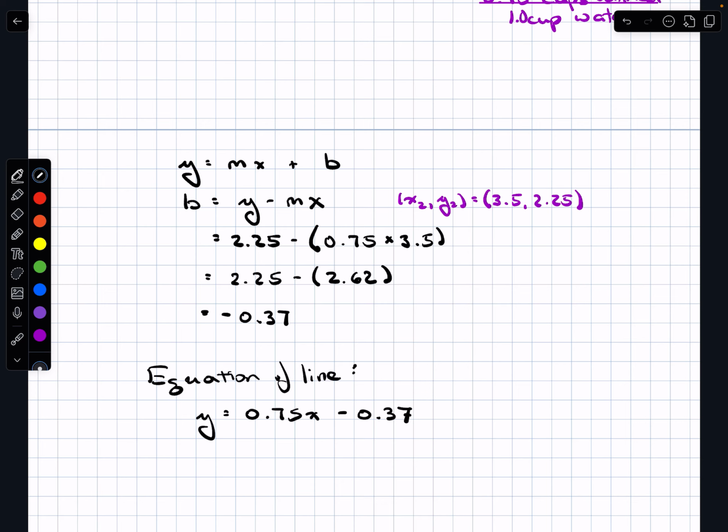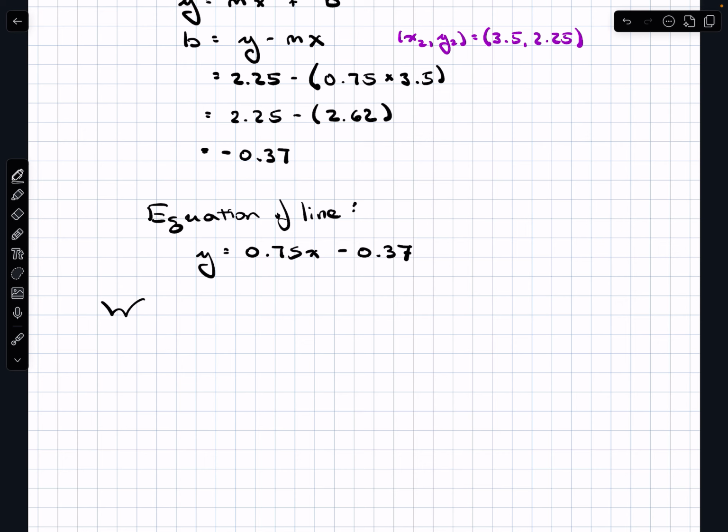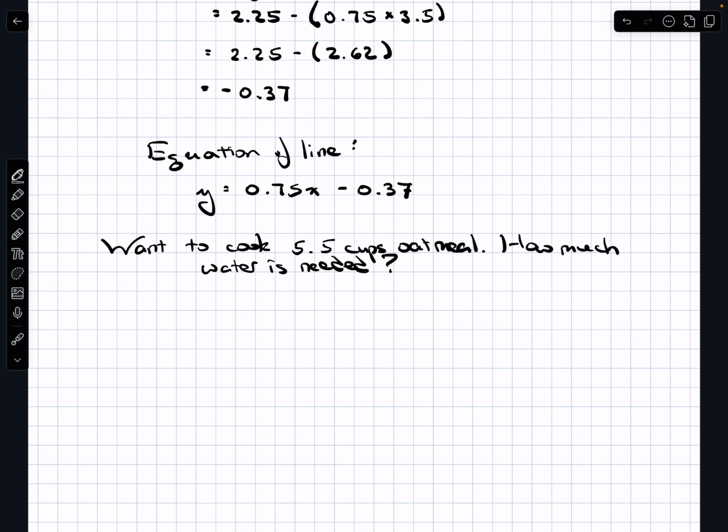And with this equation, I can now figure out, if I want to make a certain amount of oatmeal, how many cups of water I am going to end up adding to it. So let's apply that. Let's say, for example, I want to cook 5.5 cups of oatmeal. How much water would I need? Well, let's use that linear relationship to figure that out.